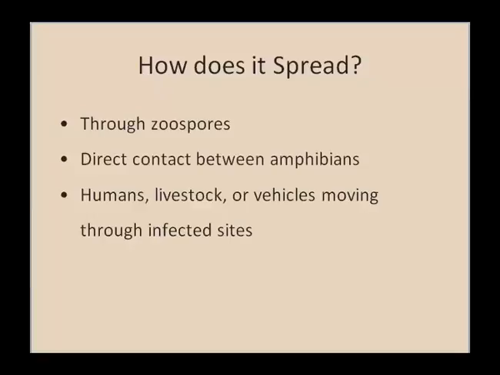Humans wearing wet boots, vehicles, or livestock moving through infected sites and amphibian habitats can also cause BD to spread as they carry the fungus with them to uninfected areas. It is also found that in captivity, it is possible to house infected amphibians in enclosures next to uninfected amphibians and not transmit the infection as long as water and tools are not shared between the enclosures.